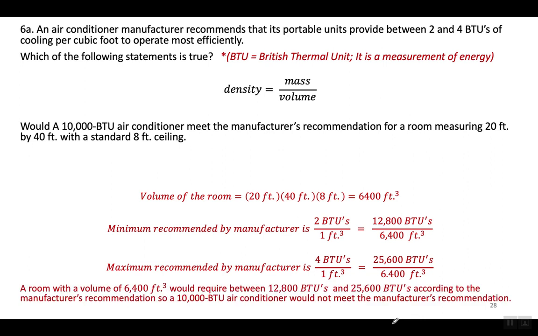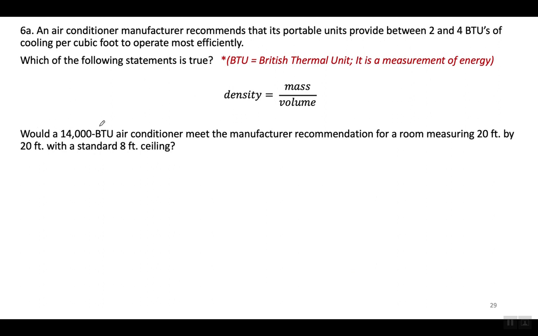So since we would need between this many BTUs for a room that's 6,400 cubic feet, and we only have a 10,000 BTU air conditioner, that's not enough cooling power. It's too low. We need something higher, because we need between 12,800 BTUs and 25,600 BTUs, and this one only provides 10,000 BTUs. Let's look at the second option.